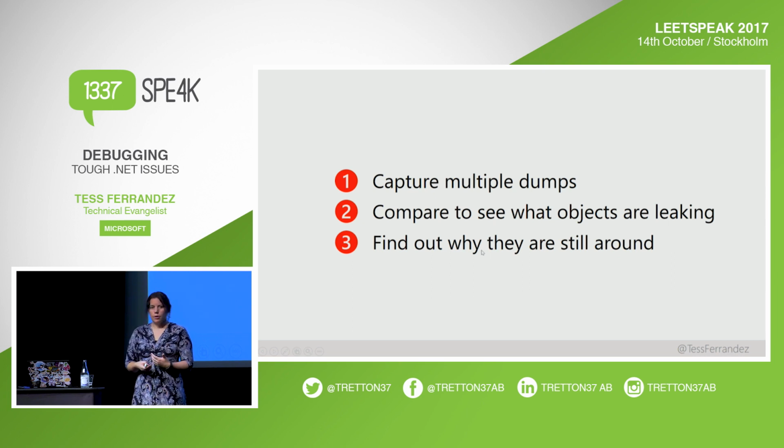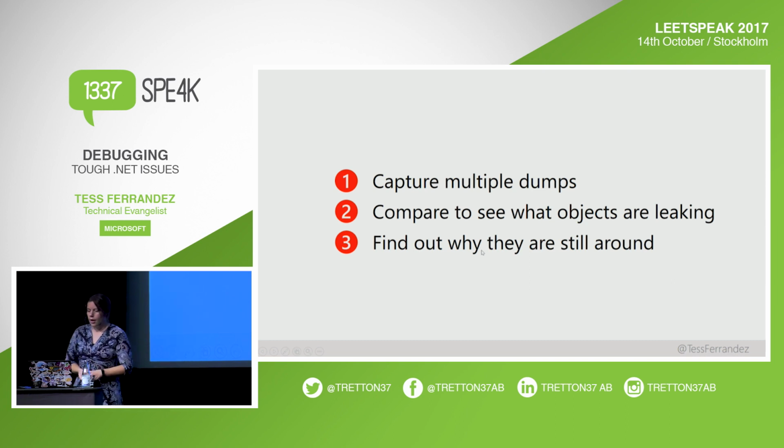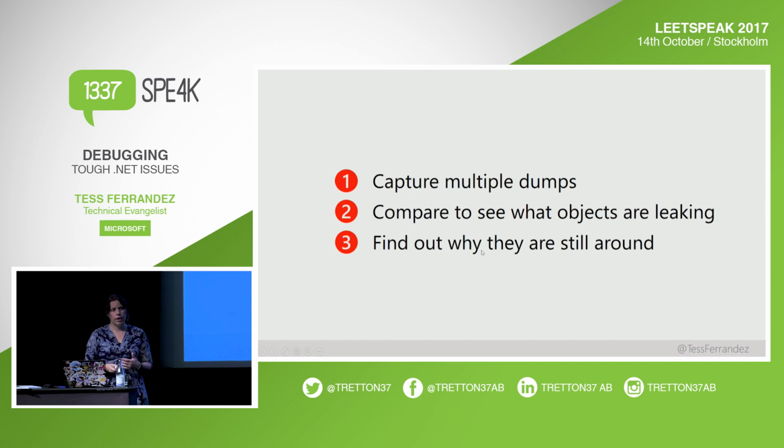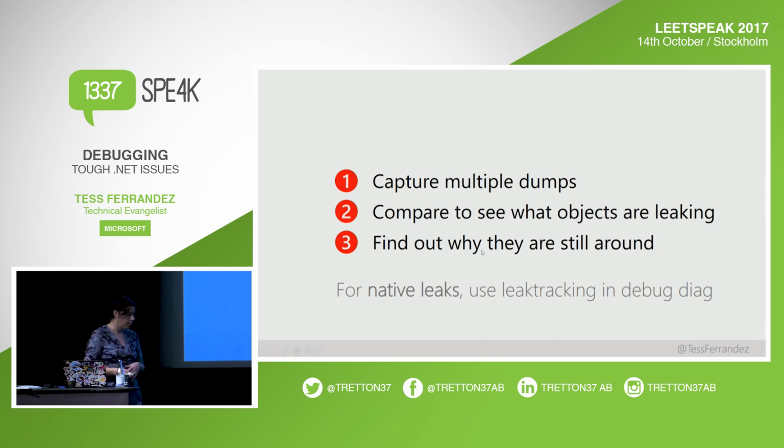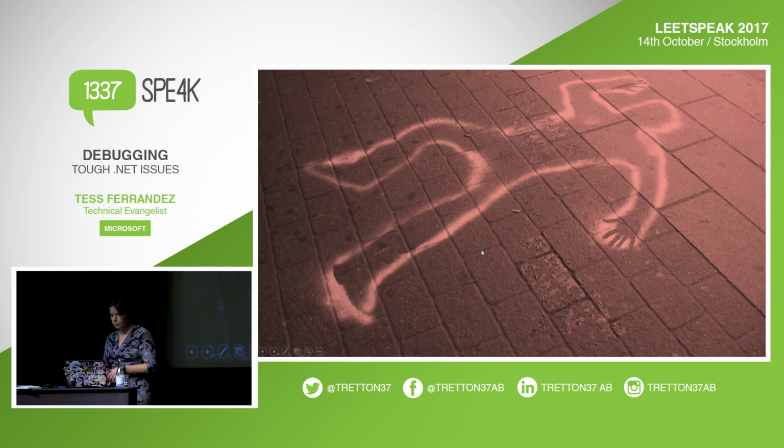Because if you're not very used to looking at memory dumps, you'll probably go down a rabbit hole of looking at strings and figuring out why they are around, not realizing that there are always tons and tons of strings and you shouldn't worry about them too much. And then once you figure out what is leaking, then figure out why they're still around. And for native leaks, where you do actually leak and don't free stuff, there is a thing in DebugDiag that allows you to do leak tracking, which is essentially just finding out when you allocate something and when you delete something. So we're not really there yet.